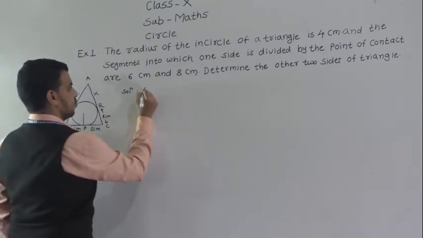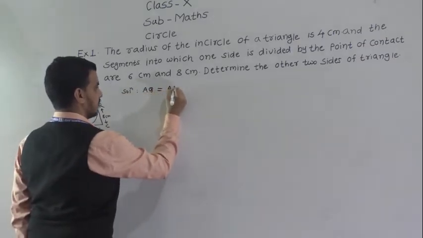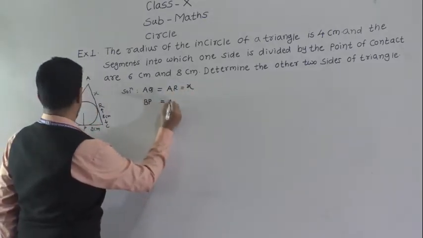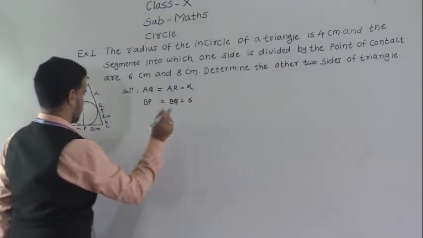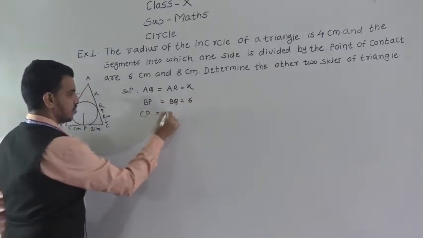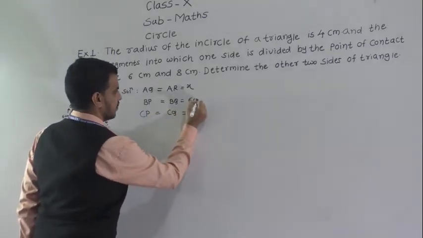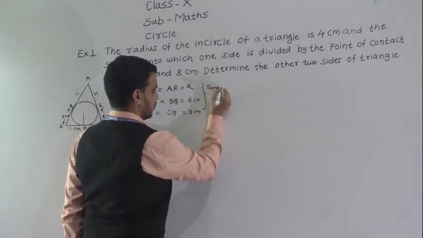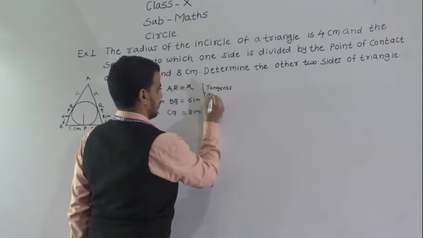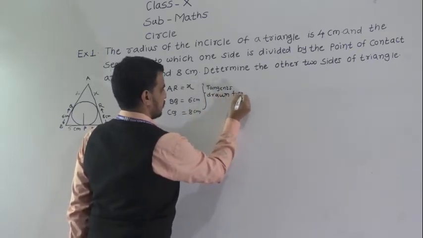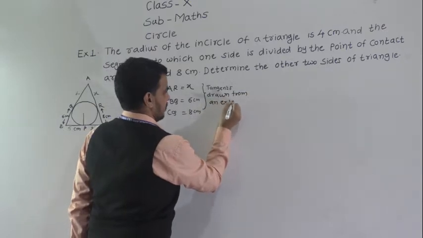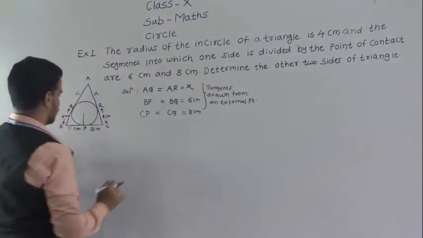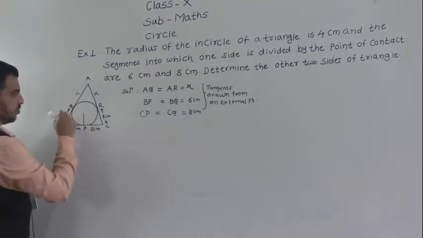AQ is equal to AR is equal to x, BP is equal to BQ is equal to 6, and CP is equal to CR is equal to 8. The reason is tangents drawn from an external point. Next, we have to find the area of triangle ABC by using Heron's formula.